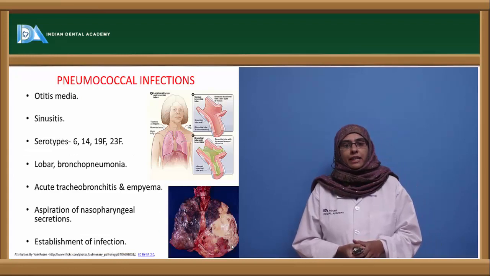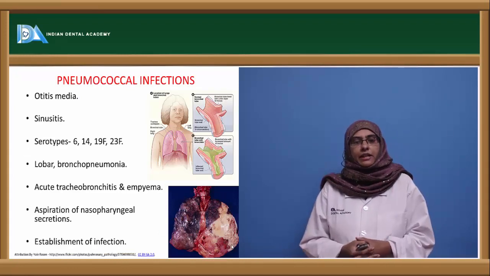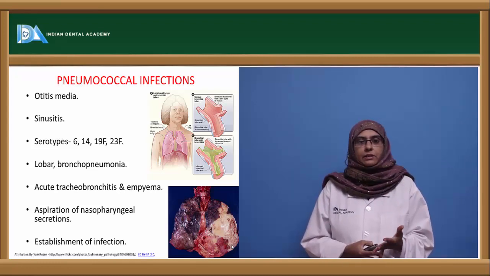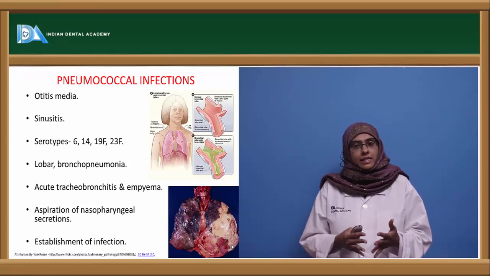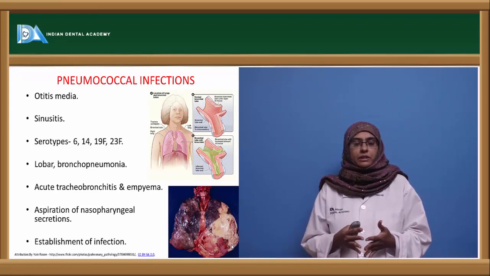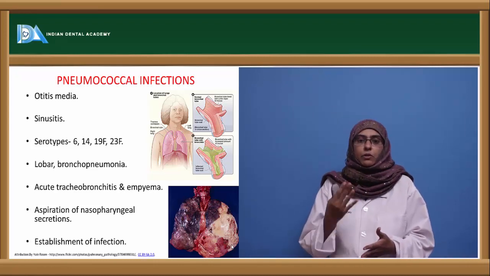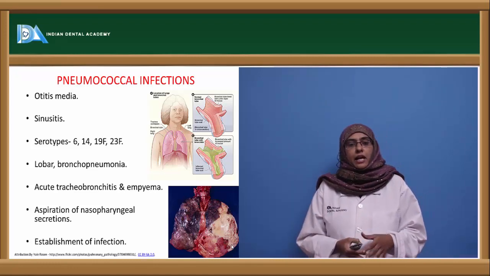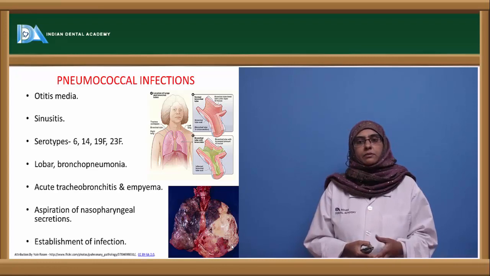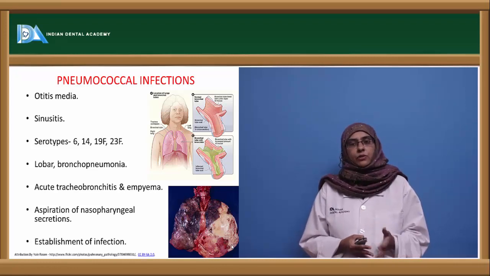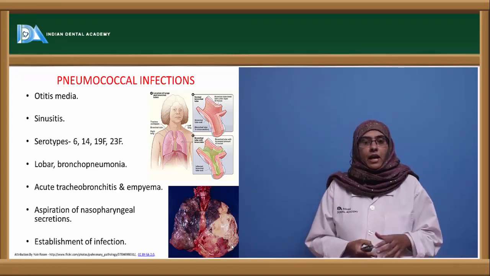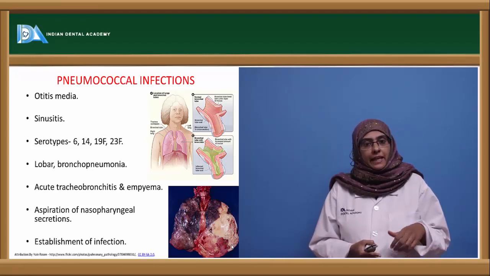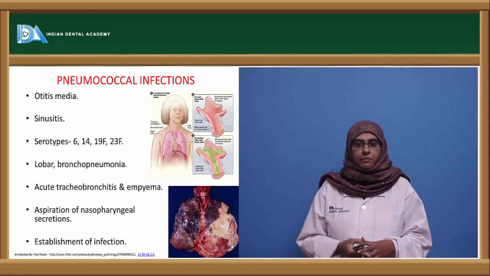Now coming to the pneumococcal infections, what are the symptoms and how can we identify these pneumococcal diseases? The first thing is otitis media, which is caused in children, then sinusitis, and apart from this the most important being pneumonia, and these are the secondary infections that are caused by this organism. The serotypes associated with otitis media and sinusitis are 6, 14, 19F and 23F, and it also has the ability to cause lobar pneumonia and bronchopneumonia, leading to acute tracheobronchitis and empyema.